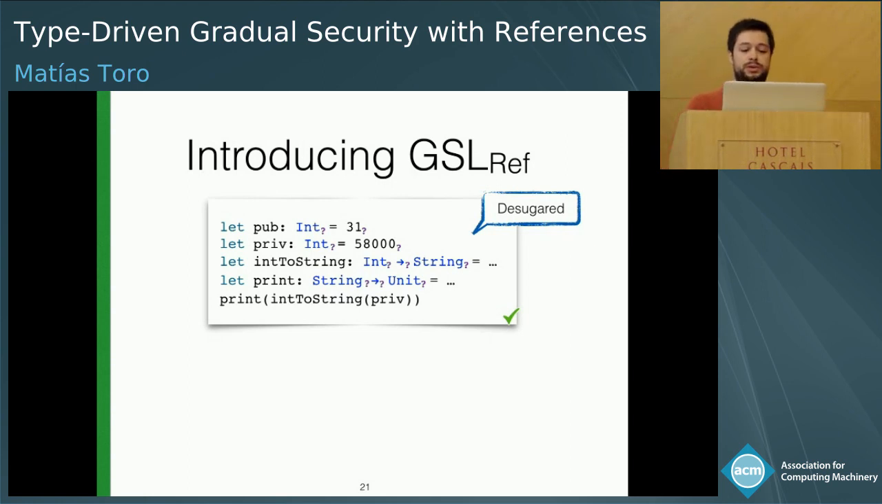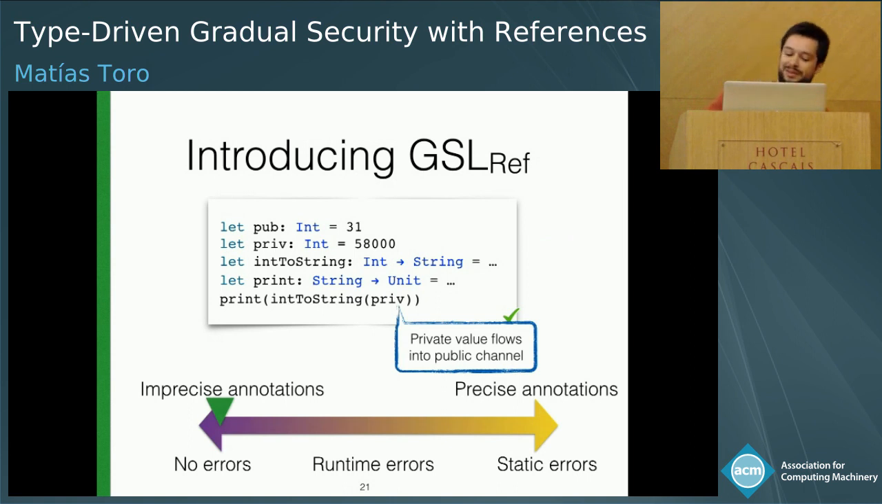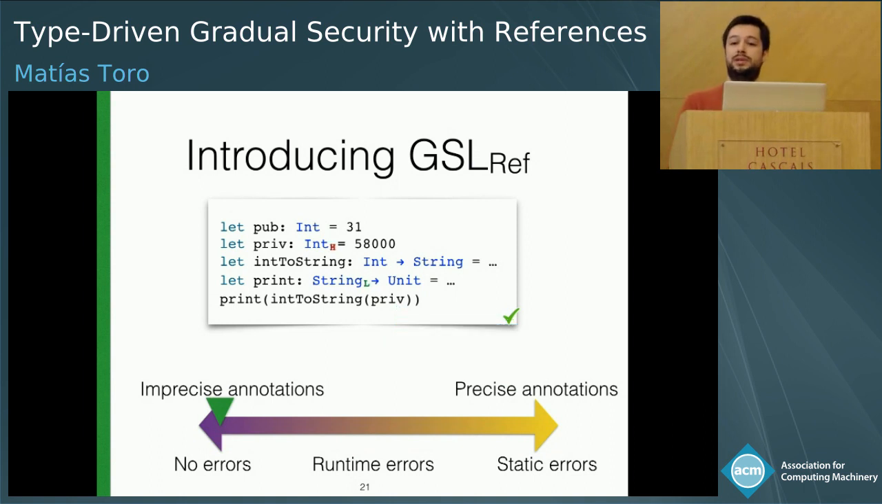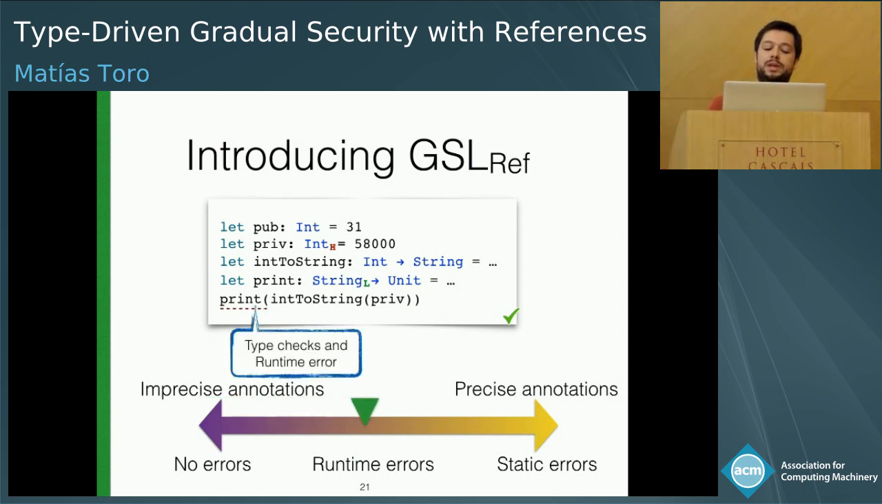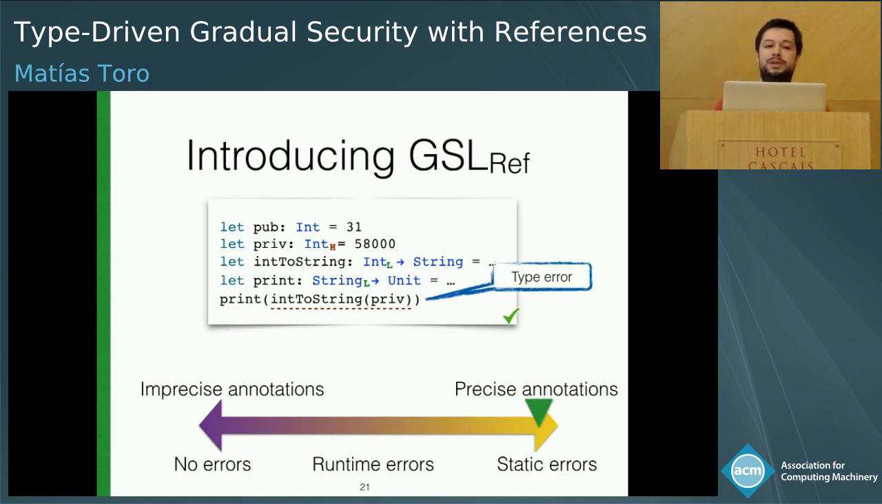So if we want to enforce the policy that we defined previously, we just have to annotate only two security annotations: one in priv, we say priv is high, and one in the argument of print, meaning that print receives as argument a public string. If we do this, this is going to type check, but it's going to give us a runtime error. If we add just one extra type annotation in the argument of intToString, then instead of having a runtime error, we're going to have a type error. So we go from having no errors to runtime errors to static errors by increasing the precision of annotations.